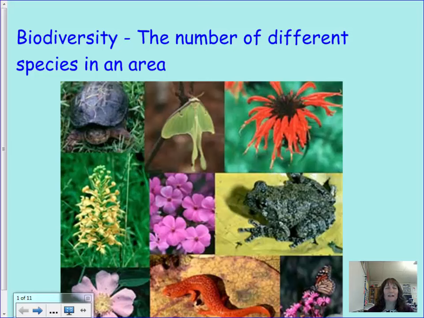You're going to take notes on Chapter 3, Section 3 from Environmental Science, and it's on biodiversity. Remember, the prefix bio means life, so diversity is the differences, so biodiversity is the number of different species in a certain area.